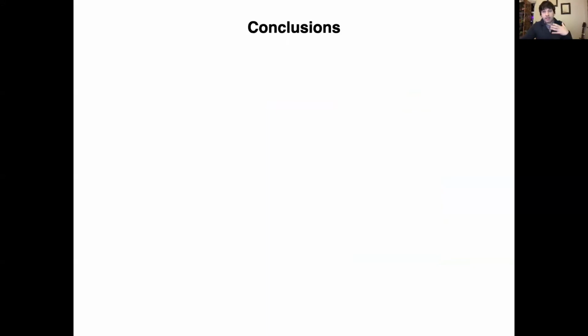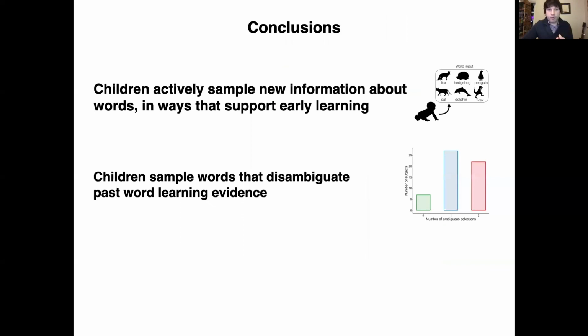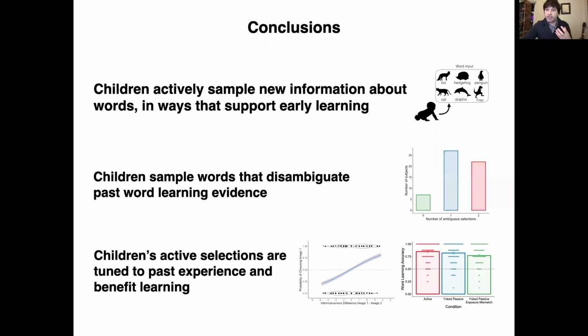So to sum up, I've showed you evidence that children will actively sample new information about words in ways that should support early learning. We saw that children will sample words that disambiguate past word learning evidence. And we saw that children's active selections are tuned to past experience in a way that supports learning.